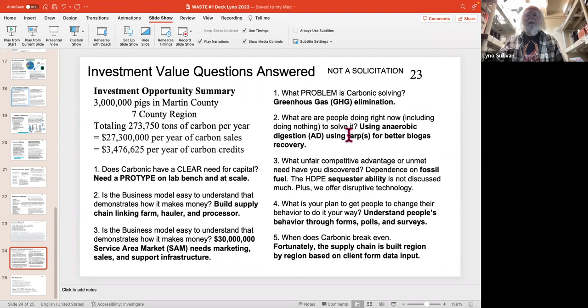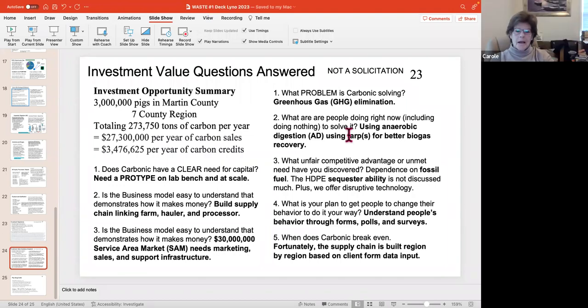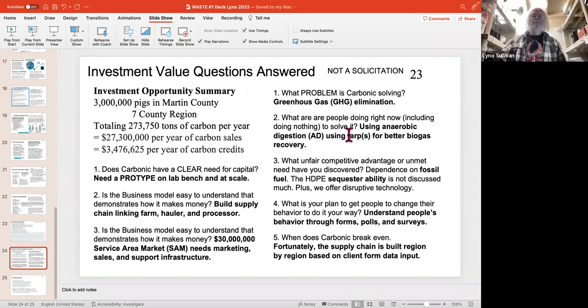What unfair competitive advantage or unmet need have you discovered? Dependencies on fossil fuel seems obvious to me. And that HDPE sequesterability is not discussed much. I mean like near zero in my research. It's just not a topic. And its ability to sequester carbon for centuries in building materials of all things is just not discussed. It boggles my mind. It honestly does. But anyway, that's just an observation.